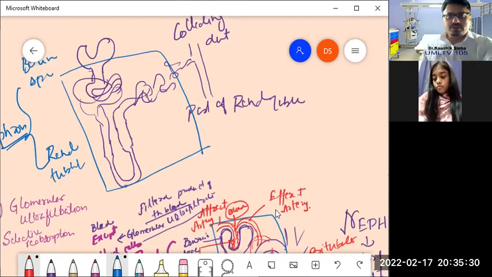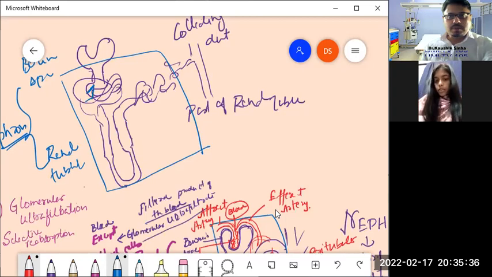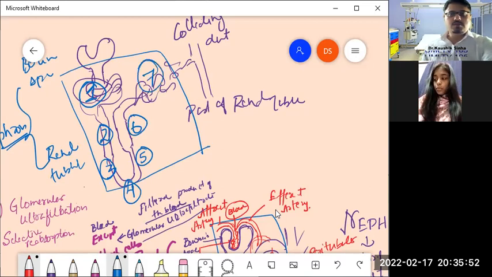Let me put some numbers here for the purpose of labeling. I'm labeling this part as number 1. This is number 2. This is number 3. This becomes number 4. This becomes 5. This becomes 6. This becomes 7. And the 8th one I have already named.